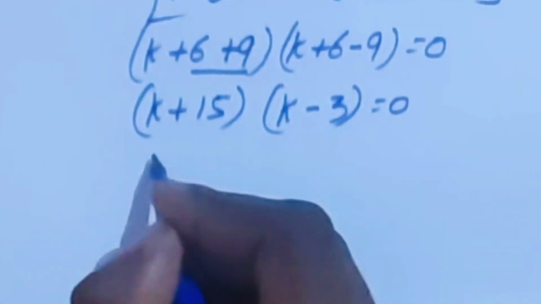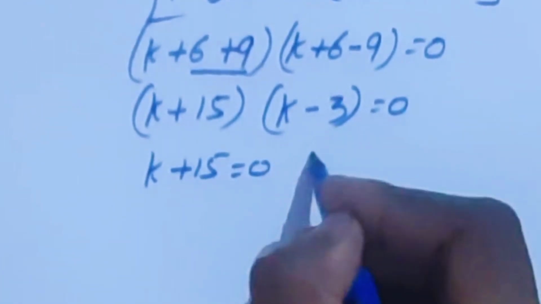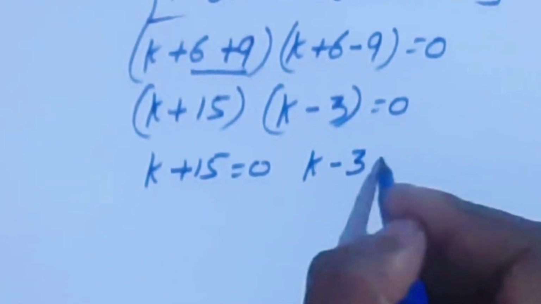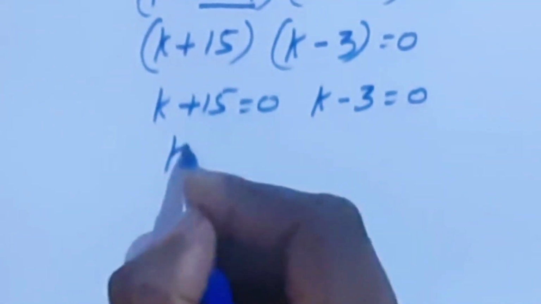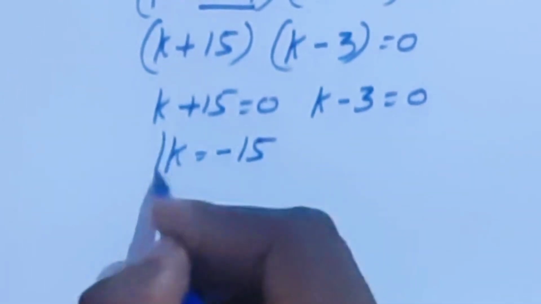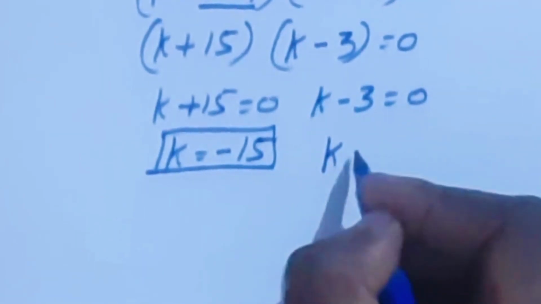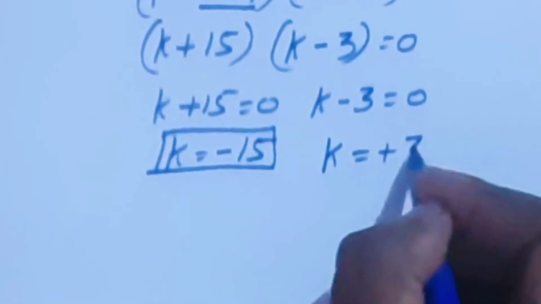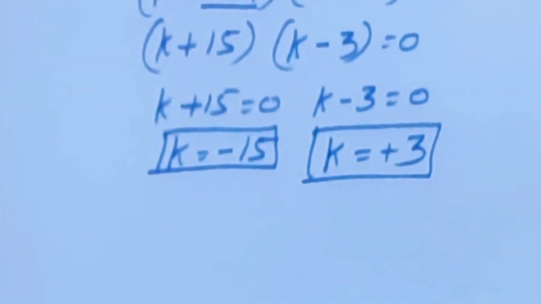Here k + 15 = 0, here k - 3 = 0. From this, k equals, moving to the right-hand side, negative 15. This is the k value in the second method. Here k equals plus 3. This is the same in the second method.